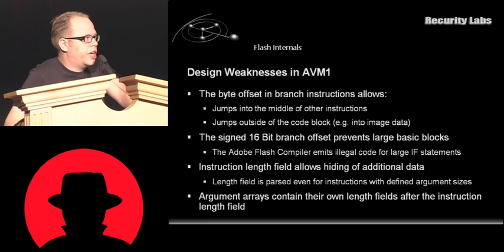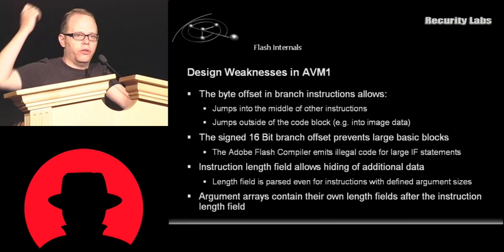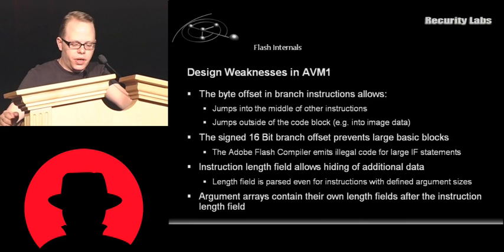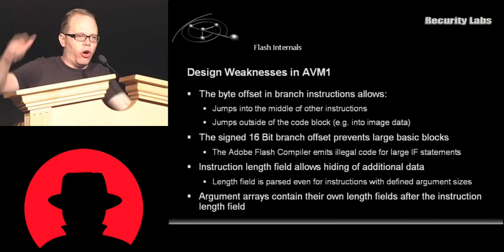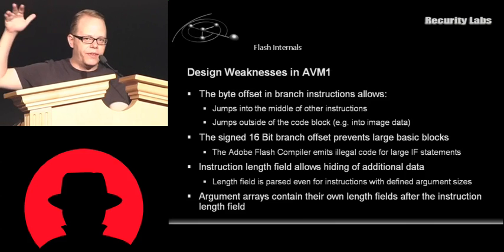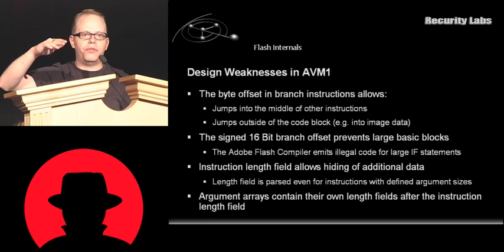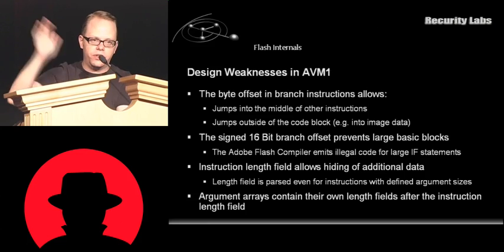The signed 16-bit branch offset also prevents large branches, obviously, because you can only jump over 32K. So I was trying to figure out how Adobe actually implements that. I took the official Flash CS4 developer environment and wrote a very long if statement, with a very large body, and compiled it. And the compiler actually emits invalid code. When you execute that, it will jump as far as it can, and then everything that was in the if body below that will still get executed.